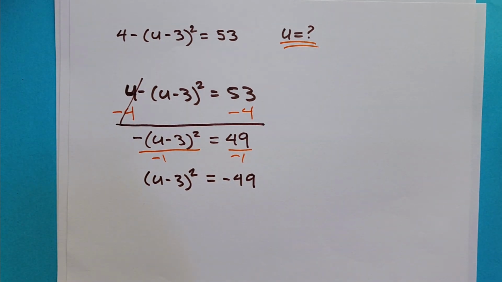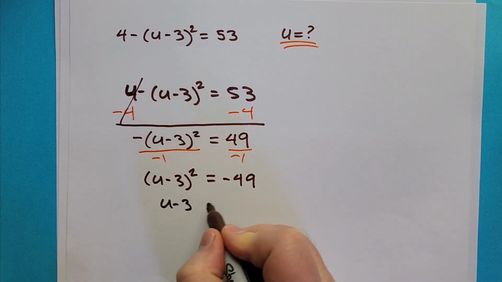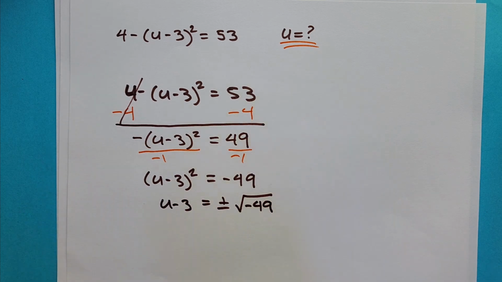So the u minus 3, just the u minus 3 without the square, is equal to plus or minus the square root of -49. Now 49 itself is a perfect square, but we have this issue of a negative number underneath the square root symbol. That adds an extra element to the problem, something interesting.